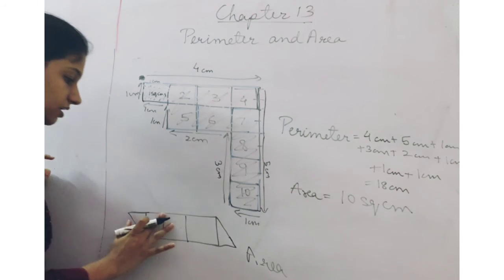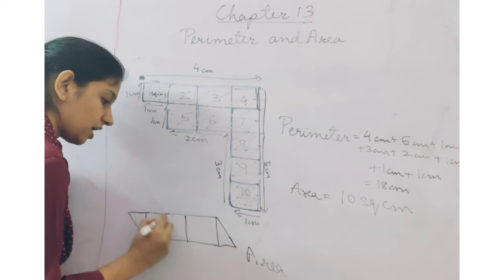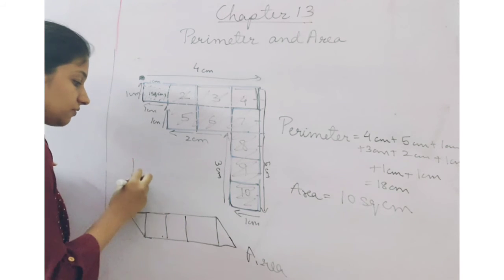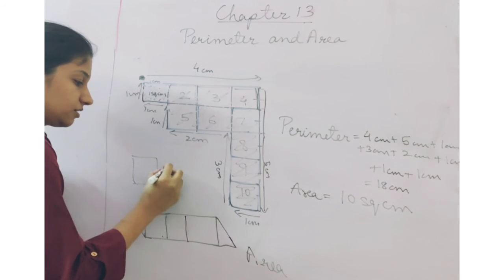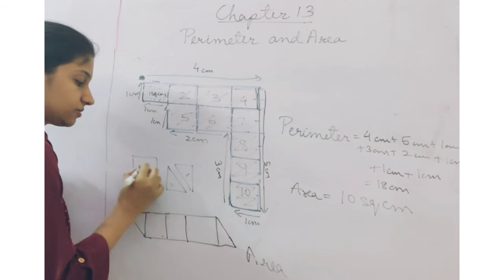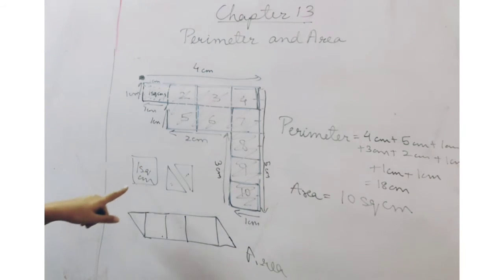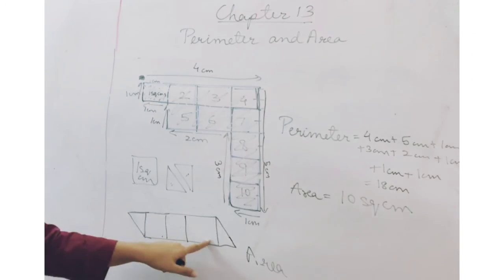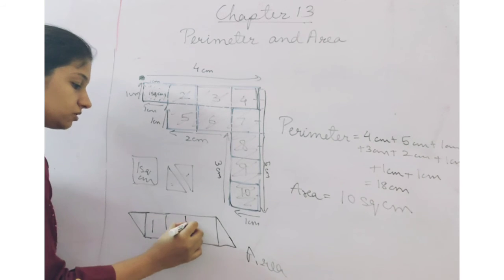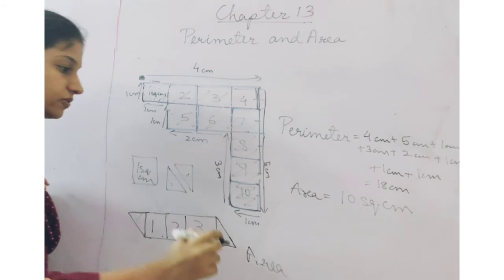Now let's talk about the area of this particular shape. In this particular shape, you have two half triangles here. For any square, if I divide it into two parts, I get two half triangles. So the two half triangles will make 1 square centimeter. Do you realize this? Yes. So here you have 1, 2, 3 square centimeters, and these two will make up 1 square centimeter.